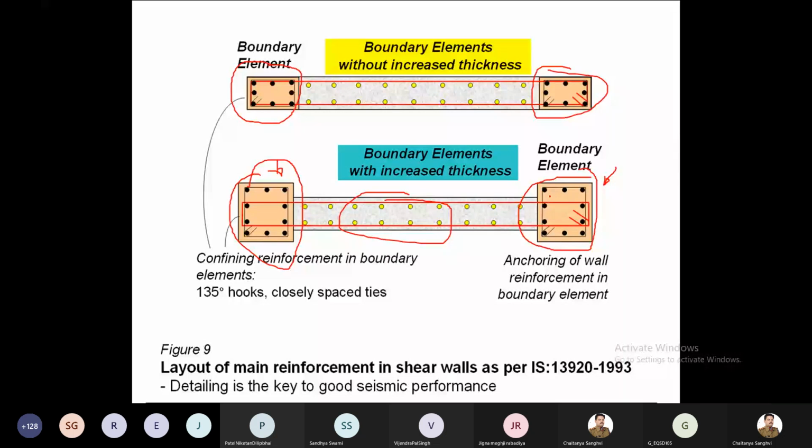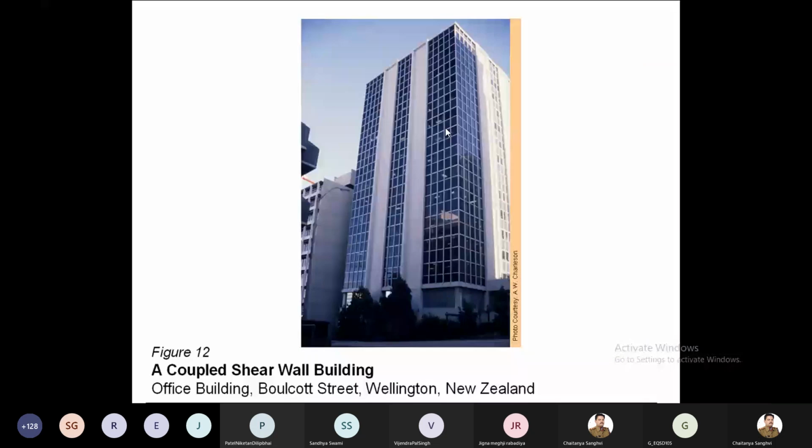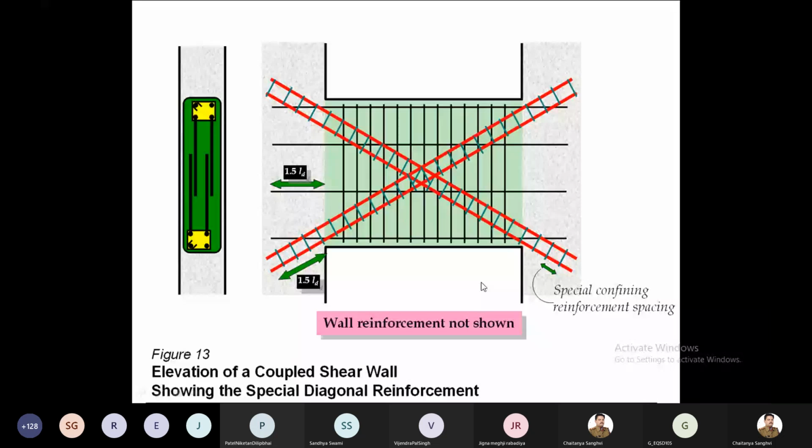Or ideally, if you can place the shear wall between the two columns, that is the best thing. So the column will work as a boundary element in that case. Here you can see the construction of the shear wall. Already we have pictures. Now you can see these are two shear walls, a coupled shear wall on all the faces, right? This is an office building in New Zealand, with the coupled beam and the coupled shear wall.